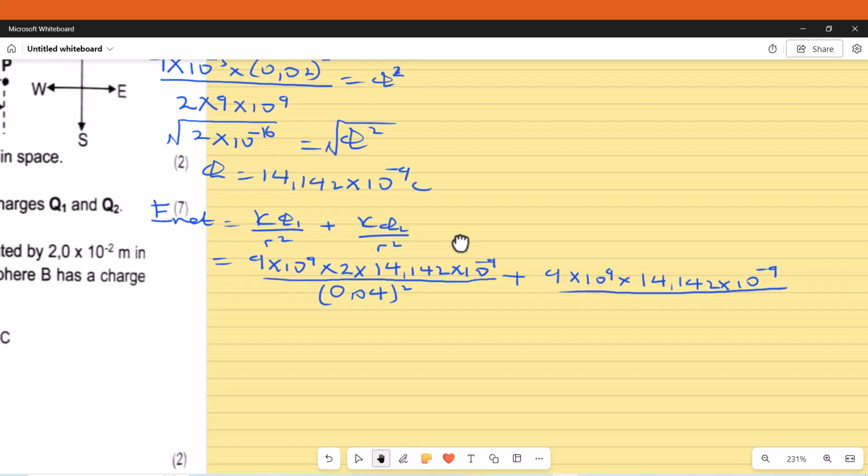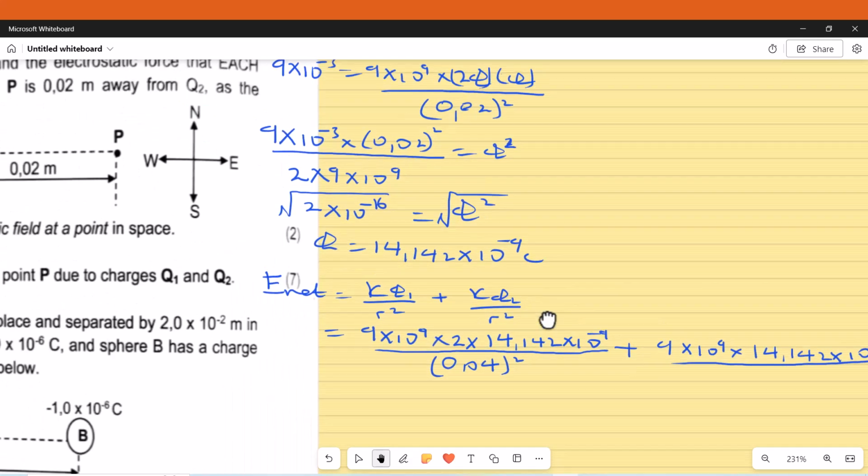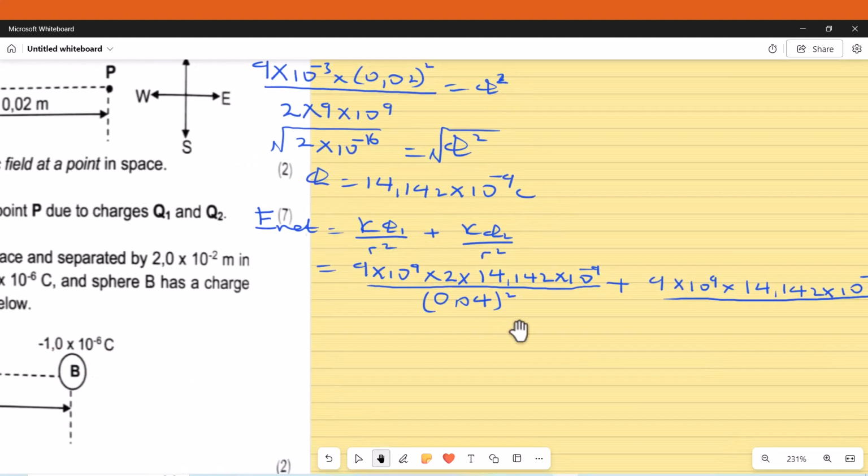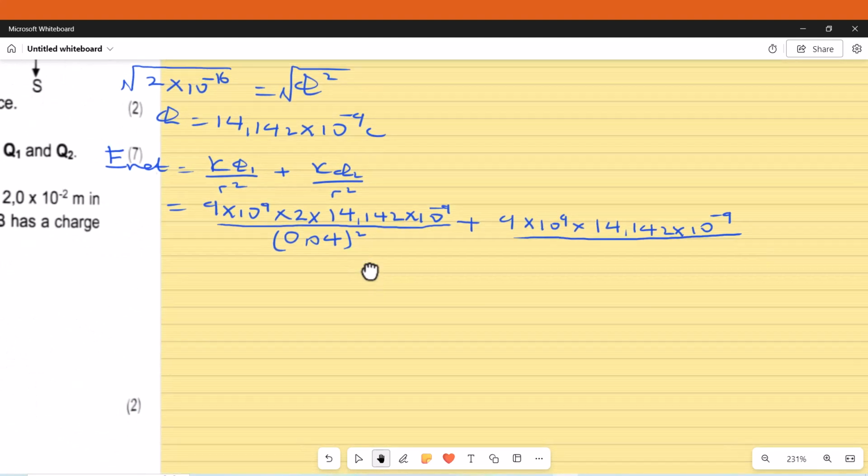Let's check it here. From Q2 to P, it is 0.02 meters. I think it's right, guys. 0.02 meters, but it must also be squared. So here I'm going to get my total field.